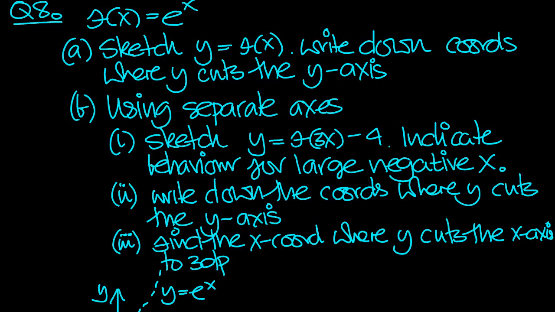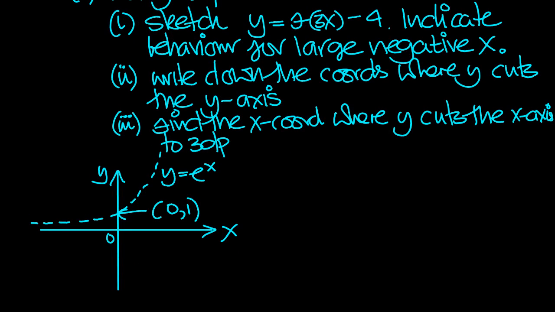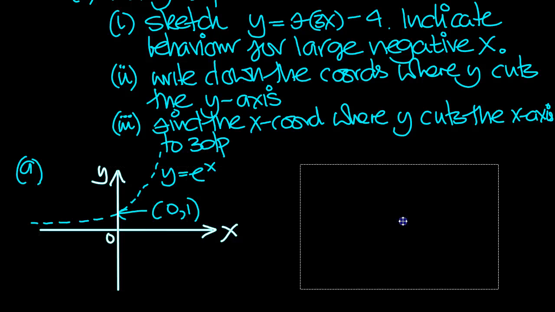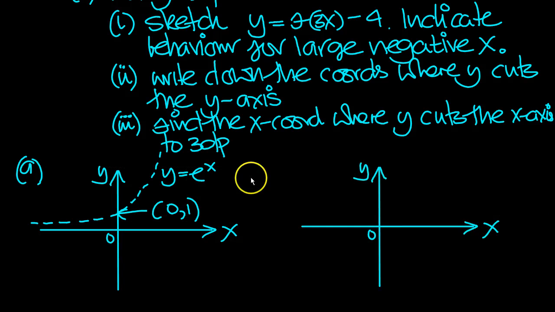Using separate axes, sketch f of 3x minus 4. So edit, paste. So this was A. Let's paste in a new axis and put it over here. And this is now B. Okay, sketch y equals f of 3x minus 4. f of 3x is e to the 3x minus 4. So it's going to go up really steep, but it's going to be shifted down by 4 units. So it's going to go through here still. Shift that down by 4, you get 0, minus 3.